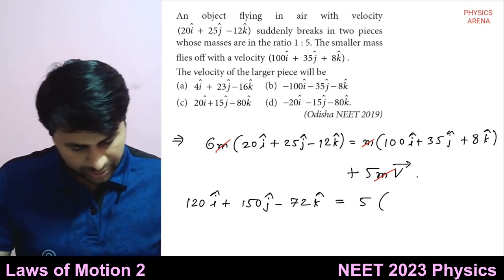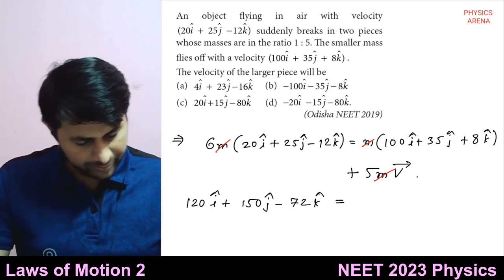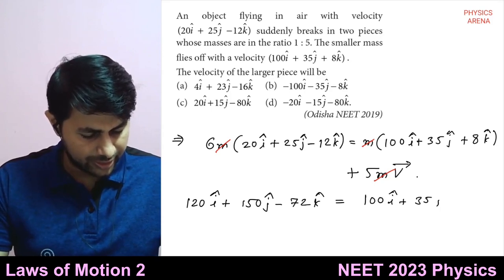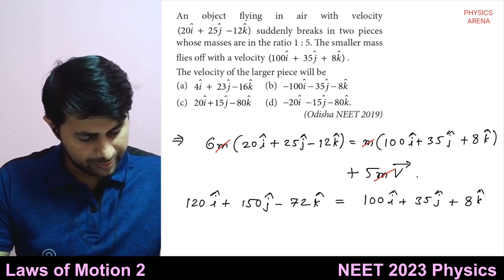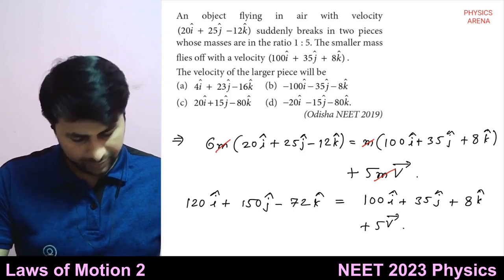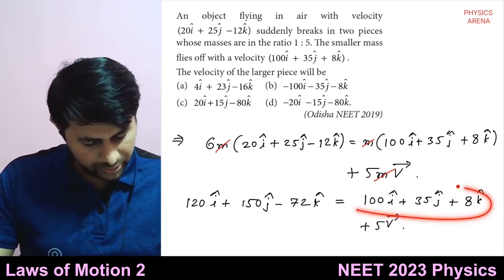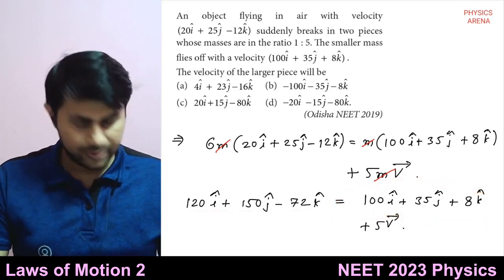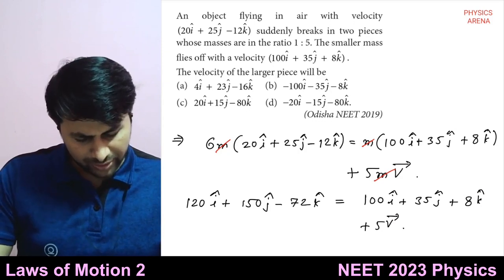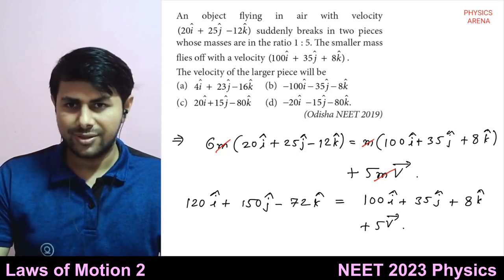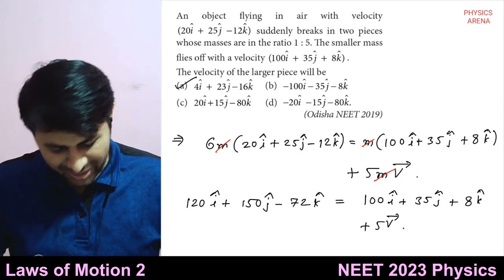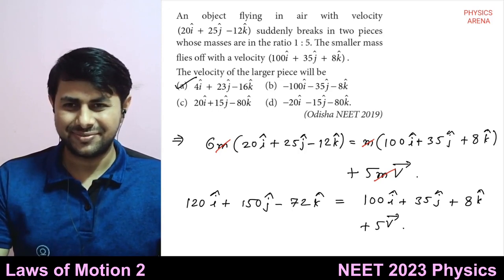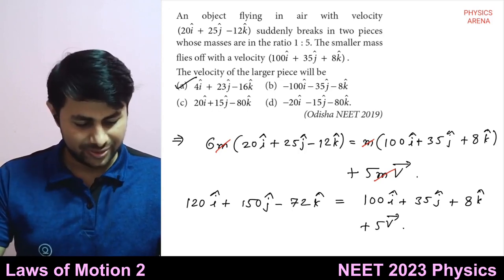Now this thing is left, right? It is 100i plus 35j plus 8k, plus 5v. So we have to move this to the left and subtract it from this, giving 20i cap. Your option A. You calculated? Yes, sir. Okay, good, your calculations are faster than me. So everybody calculated this? Option A. Good.